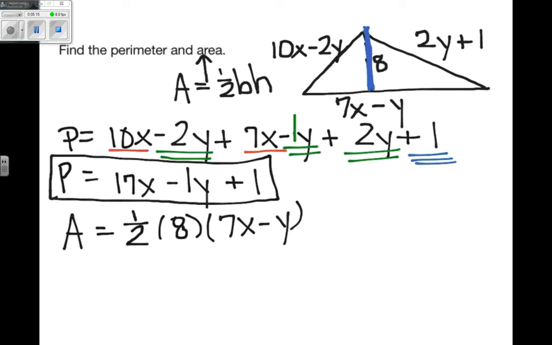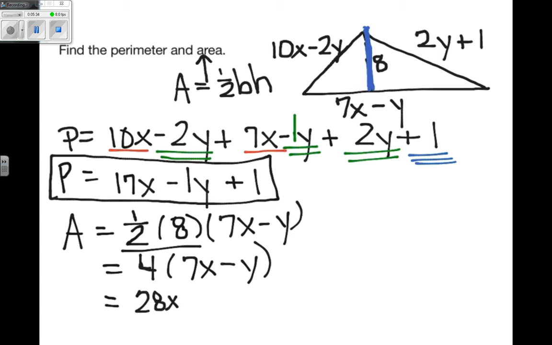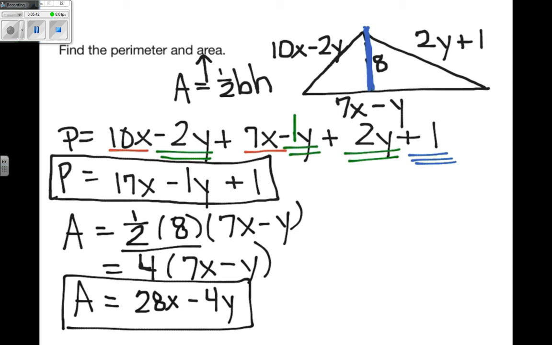Now we simplify. Well, here, 1/2 of 8 is 4. And we still have to multiply that times the quantity of 7x minus y. We've got to use the distributive property to finish our simplifying. 4 times 7x would be 28x. And 4 times negative y would be negative 4y. So the area of this triangle is 28x minus 4y. We found both the perimeter and the area.